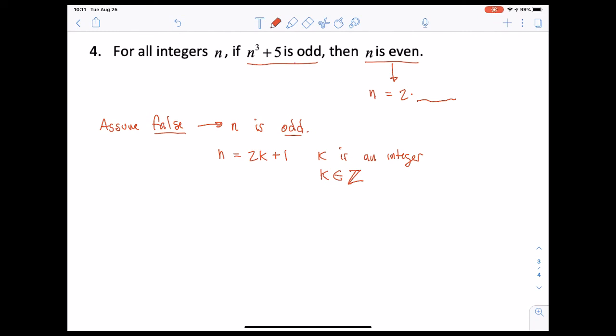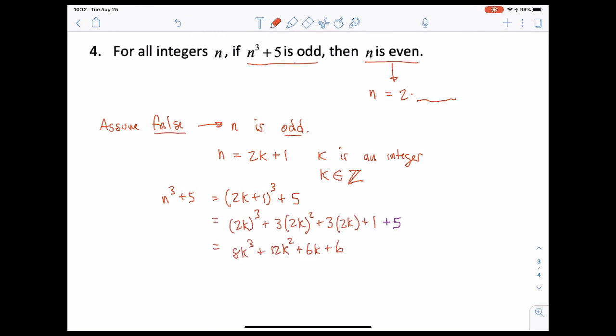Let's now write n cubed plus 5 using this statement. So we've substituted this expression for n. Let's expand that using what we know about cubing a binomial. All right, and let's continue simplifying. And I'm now going to see that there's a common factor among each of these terms, and that common factor is 2. So I'm going to factor out 2 from everything. And so hopefully at this point you're starting to see the pattern that with that 2 out front, n cubed plus 5 is equal to 2 times some integer.